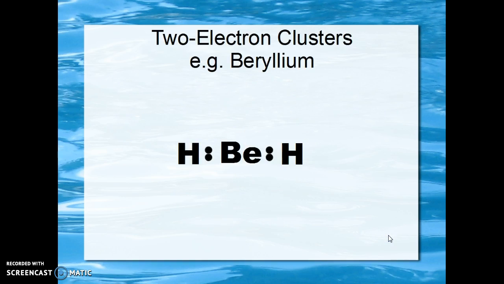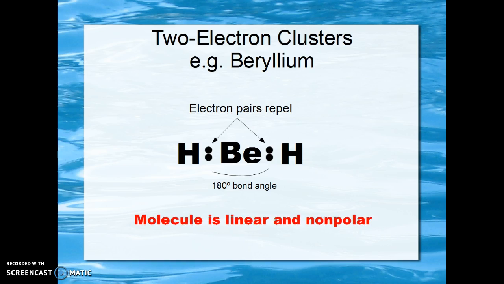Second, let's look at two electron clusters. Beryllium has two valence electrons, so it can form bonds with two hydrogen atoms. The electron pairs that result will get as far away from each other as they can, so the bond angles are 180 degrees. That means that beryllium dihydride is a linear and nonpolar molecule.